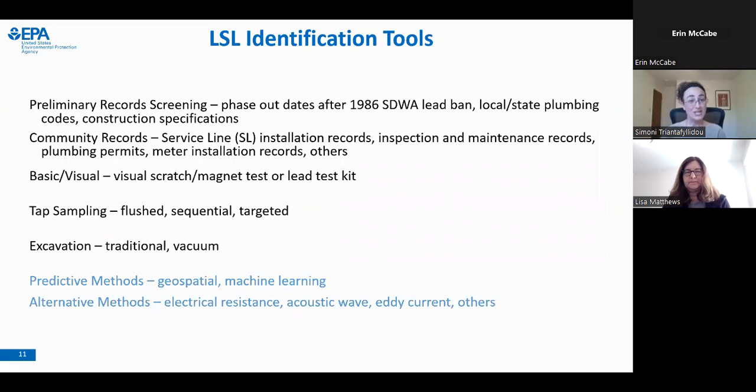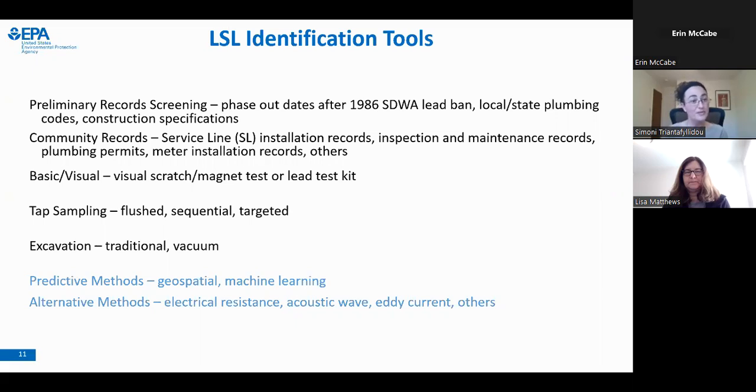So these are the general categories of tools that we looked into. We started with preliminary records screening. We moved then to community records, so more specific, more local records compared to the broader, more historical preliminary records screening above.